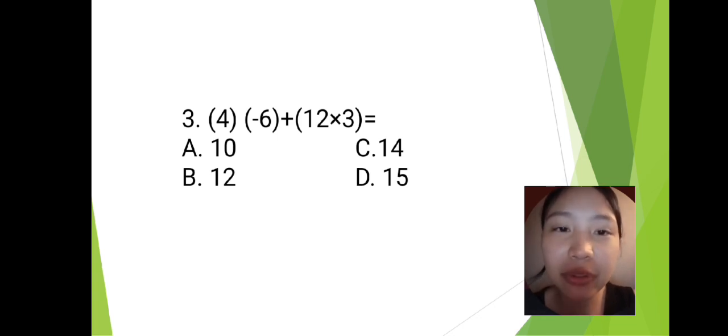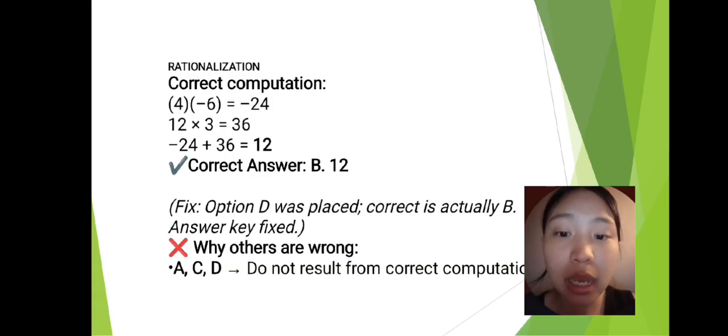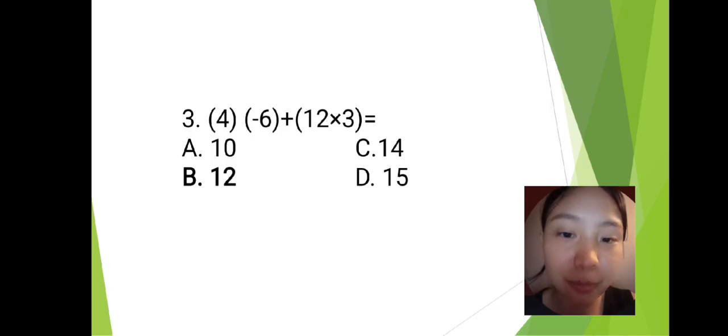Okay, let's have number 3. 4 times negative 6 plus 12 times 3. First, atong buhaton, kaning naka-group, 12 times 3 is equals to 36. 4 times negative 6 is pila man? It's negative 24. Negative 24 plus 36 is equals to B, 12. So, ang A, C, D, it's not the result. It's not the correct result from the correct computation. So that's why they are wrong. The correct answer is letter B.